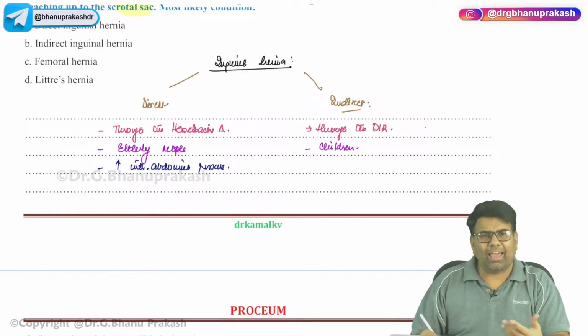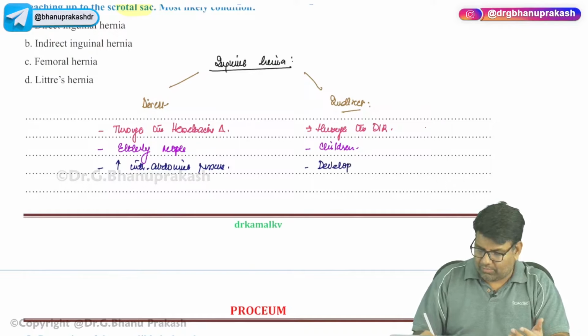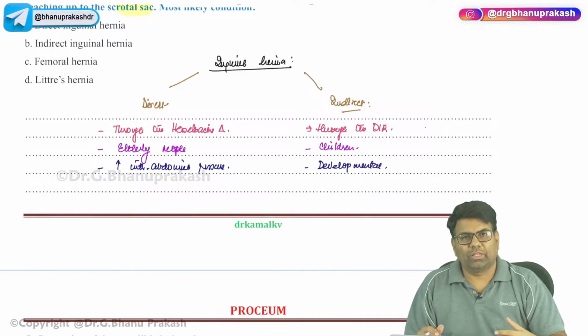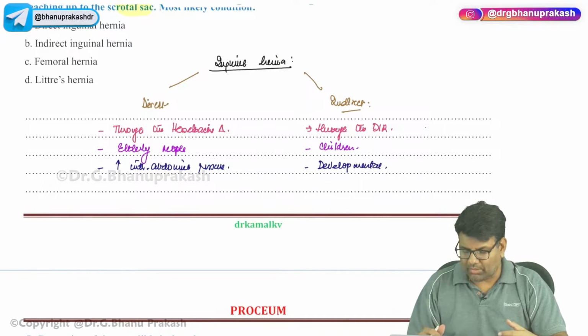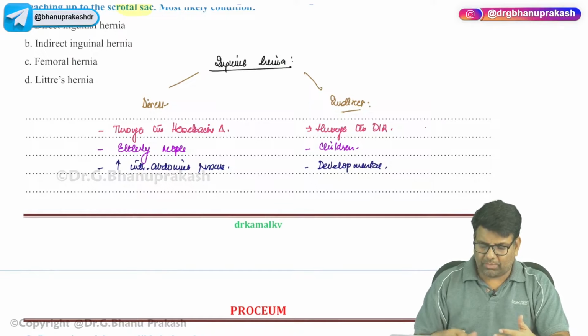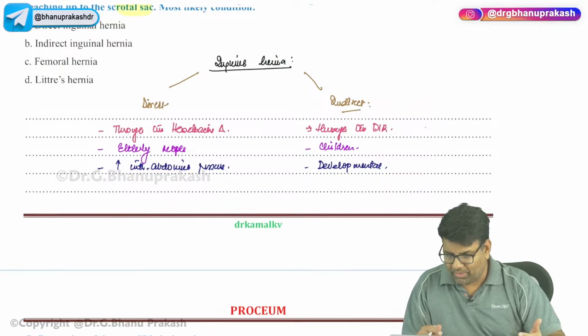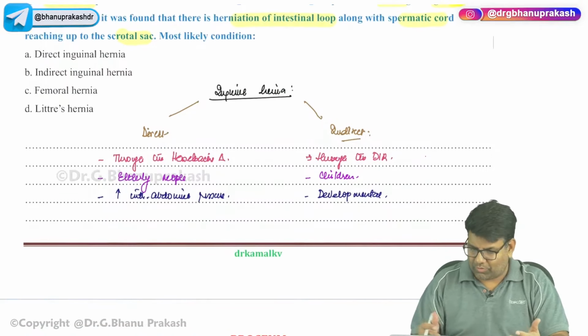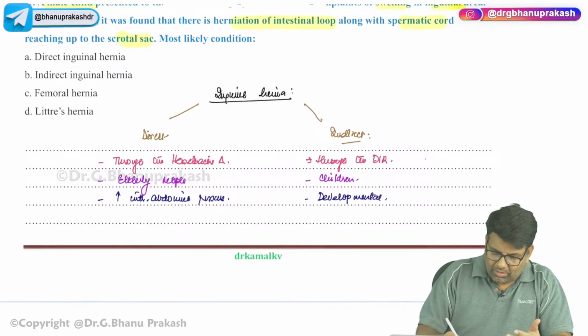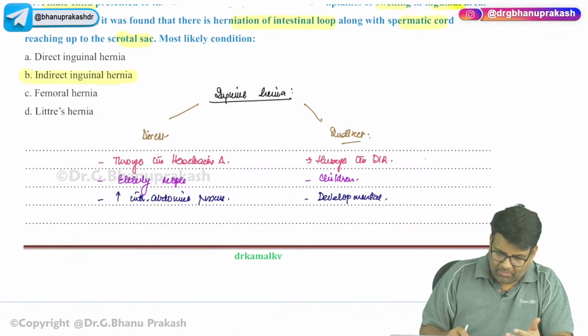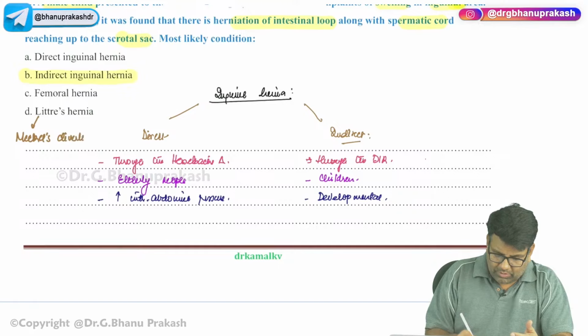Whereas indirect, it is developmental, as we know that the condition is seen in children, so it is developmental, right? So this is the basic summary of how we differentiate direct inguinal hernia from indirect inguinal hernia. Yes, of course, somebody rightly said the answer is indirect inguinal hernia, and Littre's hernia is actually hernia of Meckel's diverticulum.